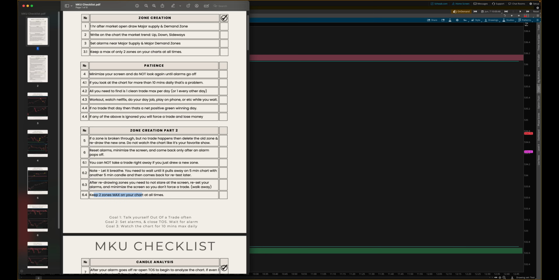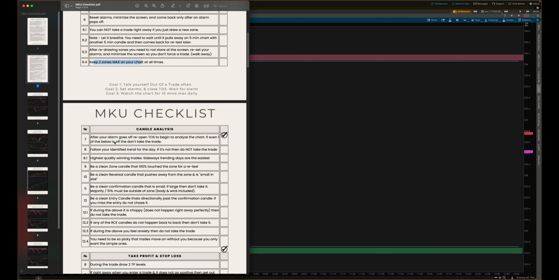6.4, keep the max of the 2 zones at all times, and that's it. Now, candle analysis. After the alarm goes off, reopen Thinkorswim and begin to analyze the chart. If one of the below is off, then you do not take the trade at all. Follow the trend that you've identified for the day. If it's not, then do not take the trade.